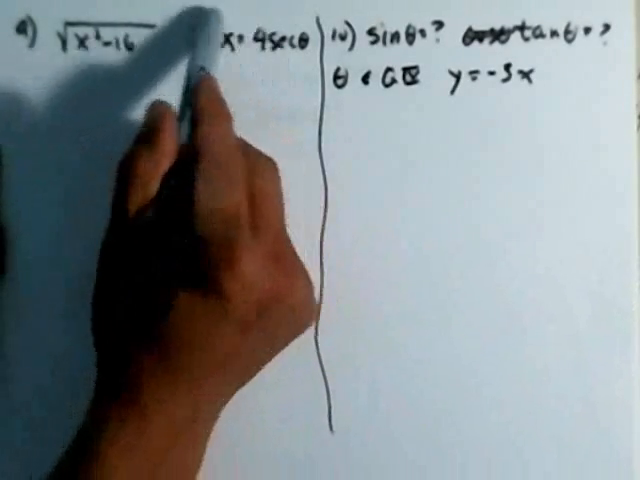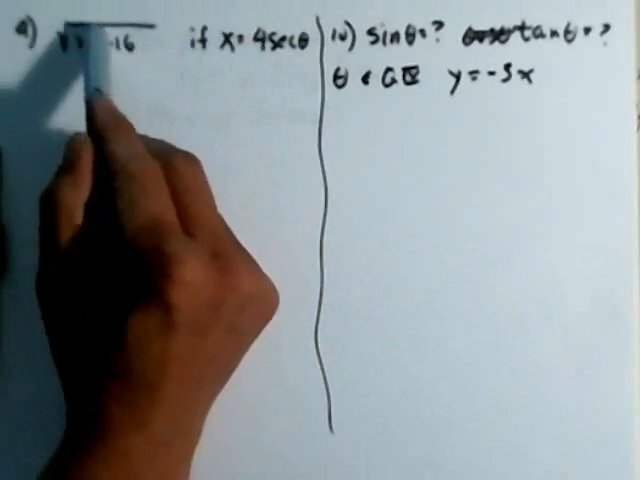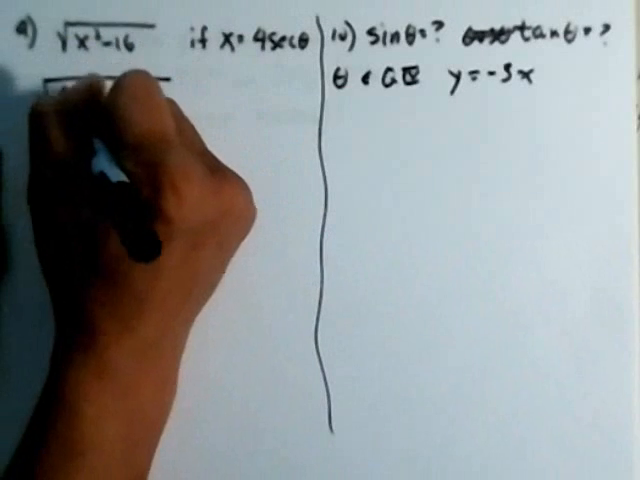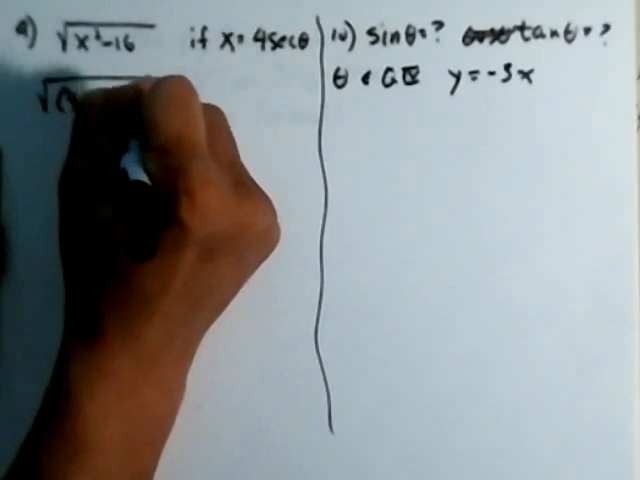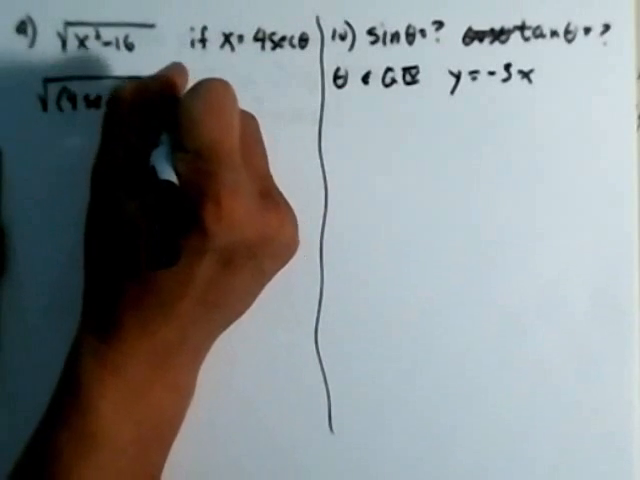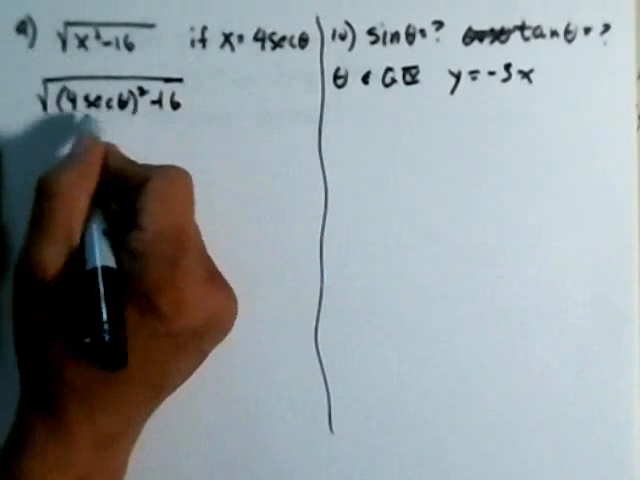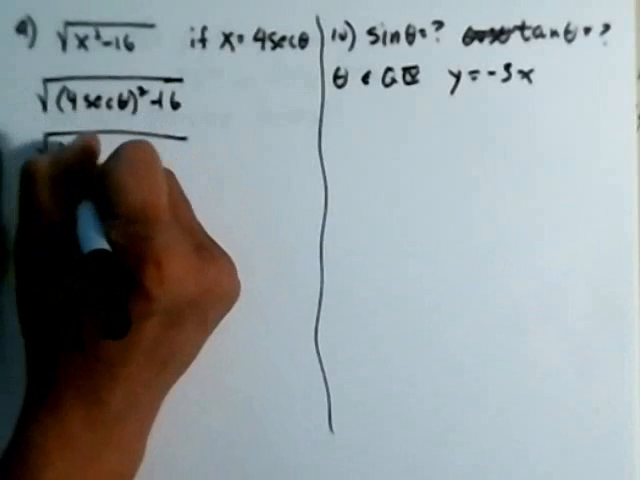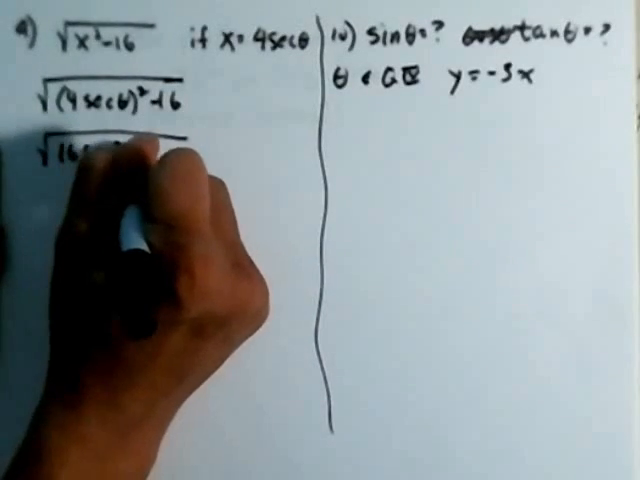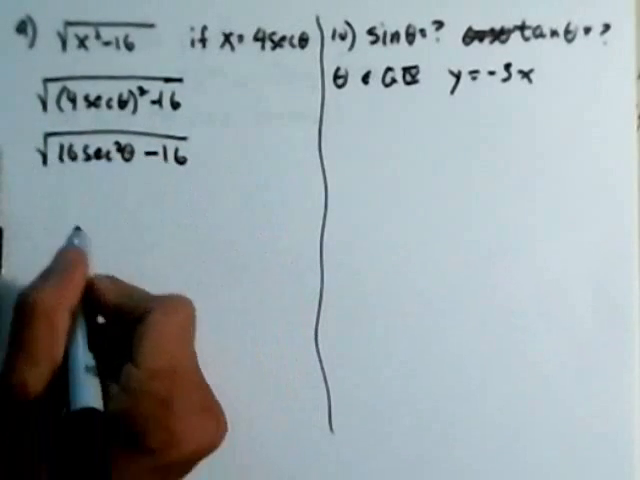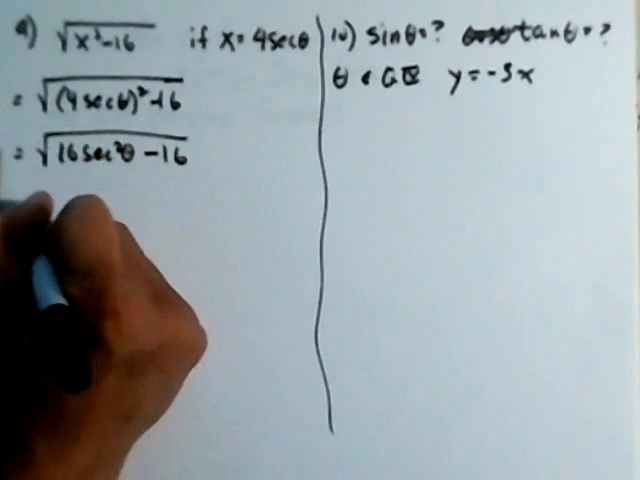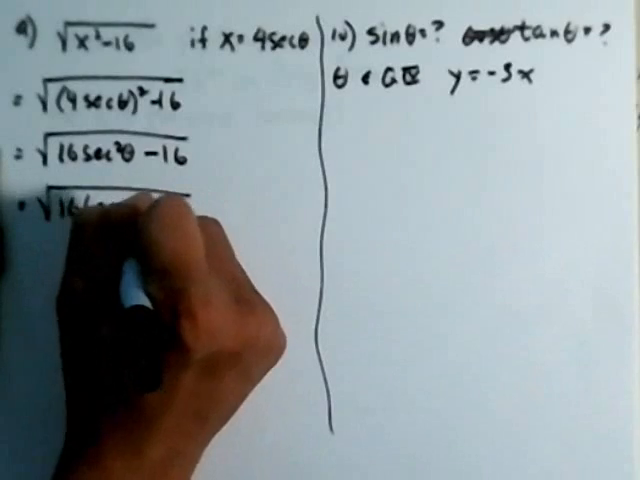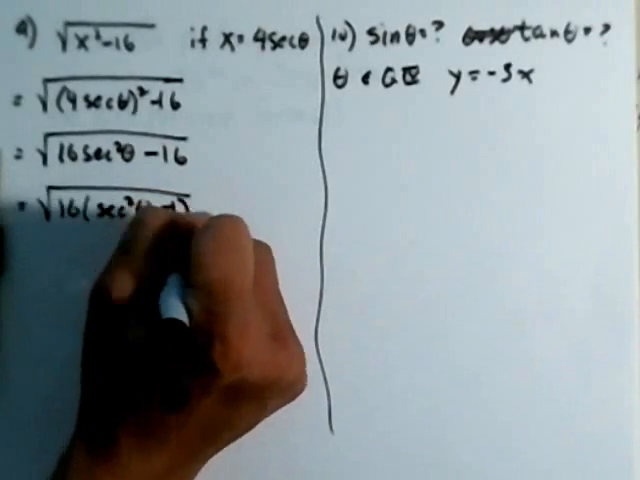Well, what we're going to do is plug it right inside for the x. So that becomes square root of (4 secant of theta) squared minus 16. We're going to replace it. Distribute this out. You don't get 4 secant squared, you get 16 secant squared of theta minus 16. That becomes square root of, factoring out the 16, secant squared theta minus 1.